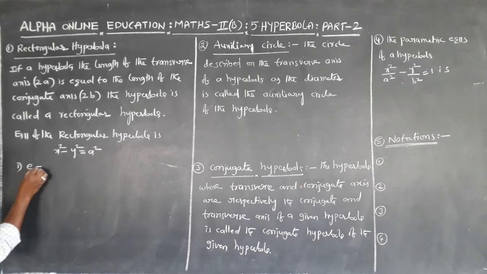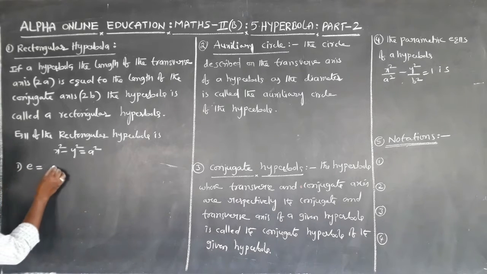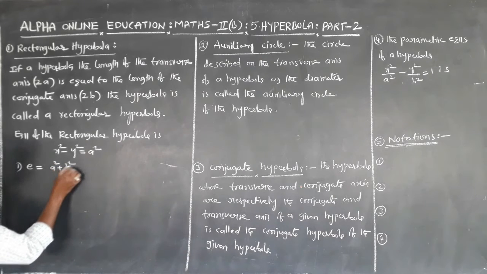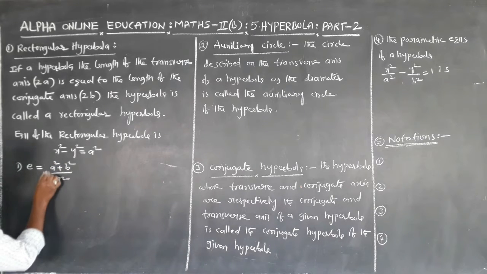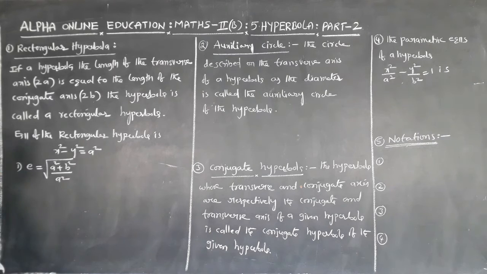Here the eccentricity of the hyperbola is under root of a square plus b square by a square. Eccentricity of the hyperbola e is equal to under root of a square plus b square by a square.